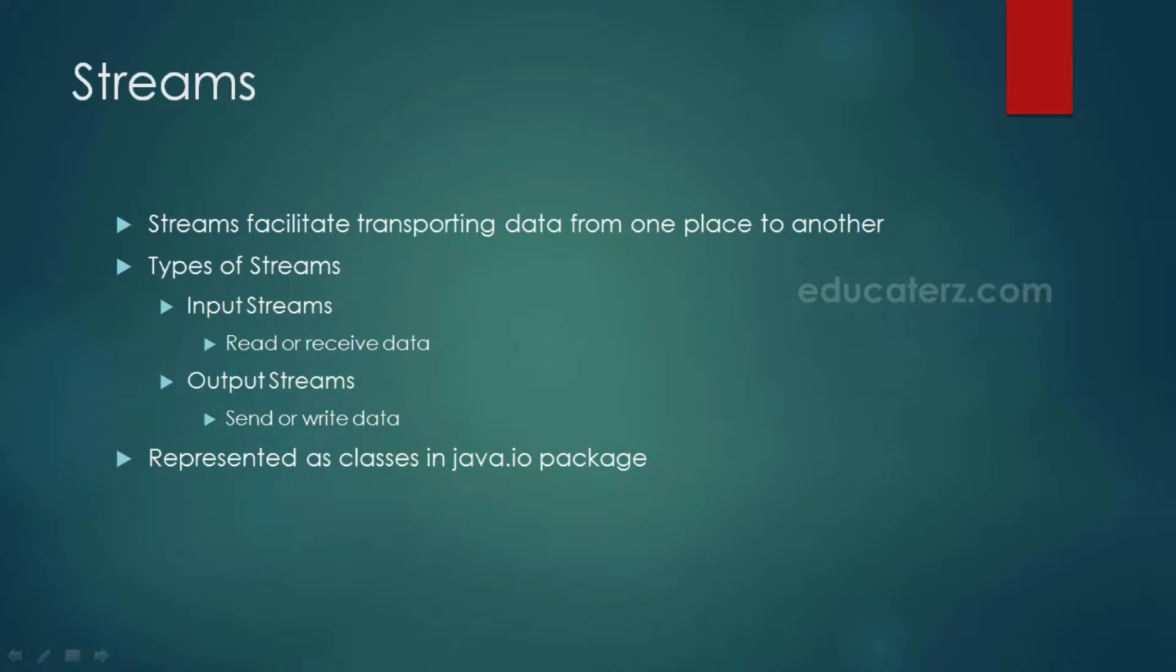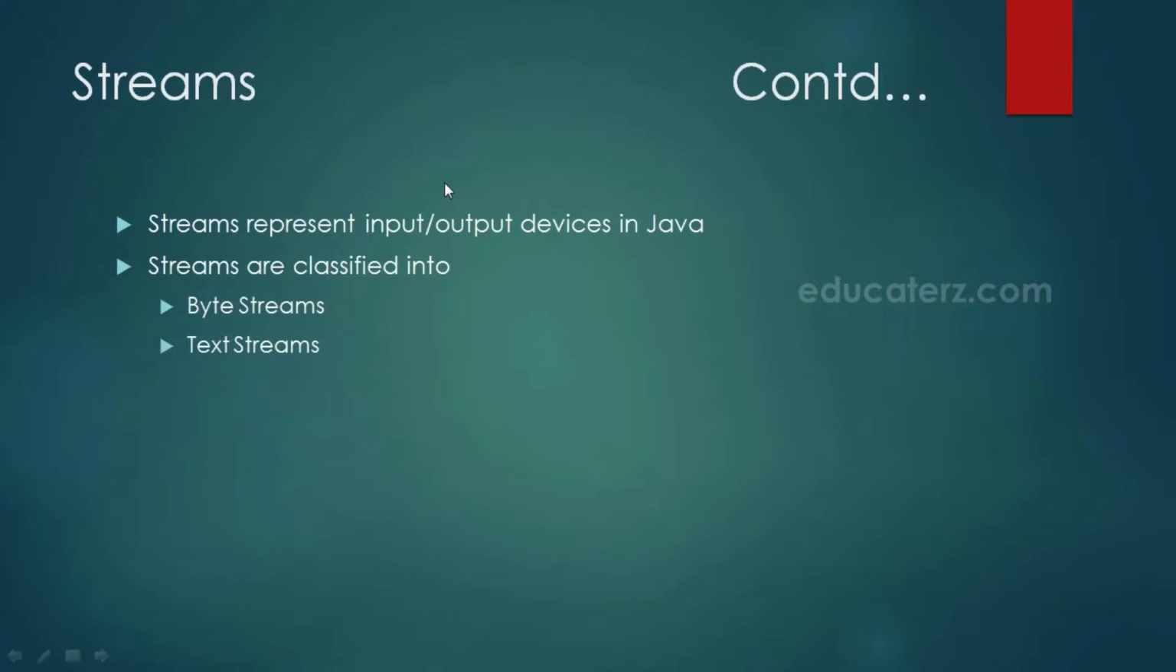For example, when I say System.in, it internally represents an input stream object. This object represents the standard input device, that is keyboard by default. If I say System.out, it represents the print stream object. This object by default represents the standard output device, that is monitor. So streams represent different input-output devices in Java.